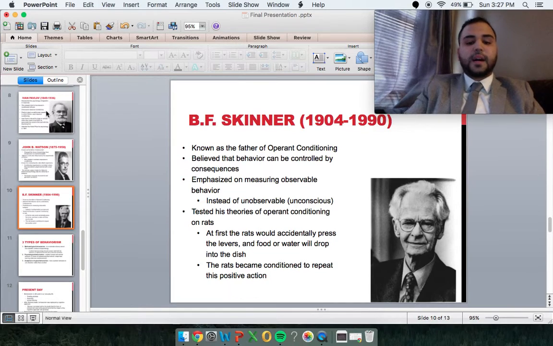He tested his theories on operant conditioning on rats. At first, the rats would accidentally press the levers, and food or water would drop into the dish. The rats became conditioned to repeat this positive action because every time they pressed the lever, they assumed that water or food would drop.